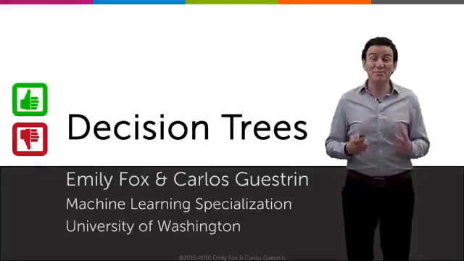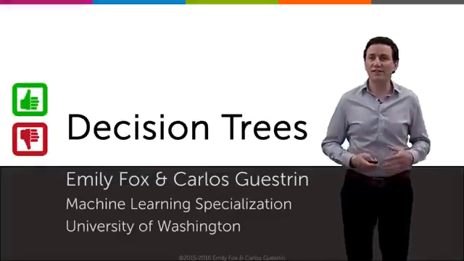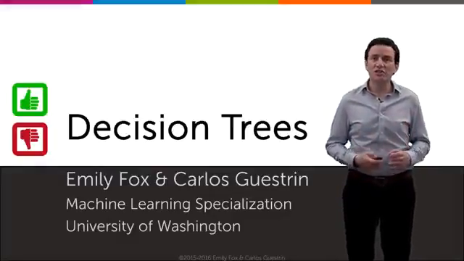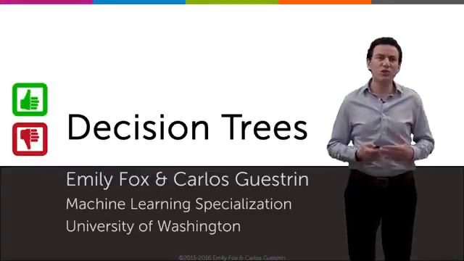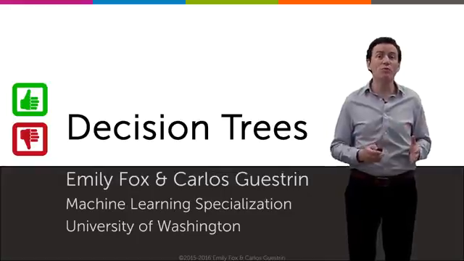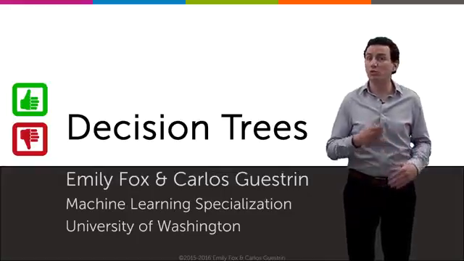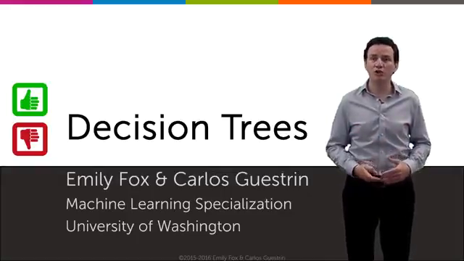Now that we've taken a deep dive into a linear classifier, namely logistic regression, let's jump into a different kind of classifier, one called a decision tree, which is extremely useful in practice, especially when combined with something called boosting, which we're going to see in an upcoming module.